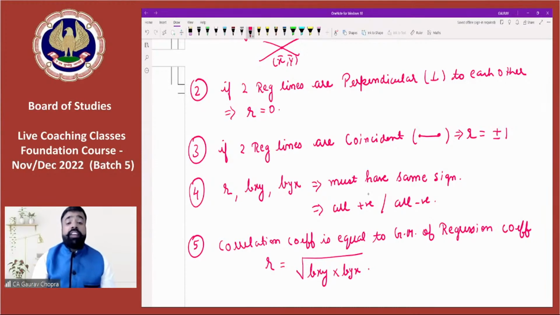So these are the five main properties, and questions come on each and every aspect. These five are the most important properties, and in every examination you can find one or two questions at least from these properties. So these properties are very much relevant and important. The last one was the formula: r is equal to root of bxy multiplied by byx. So these were the five properties.